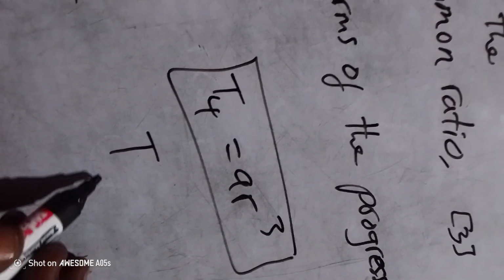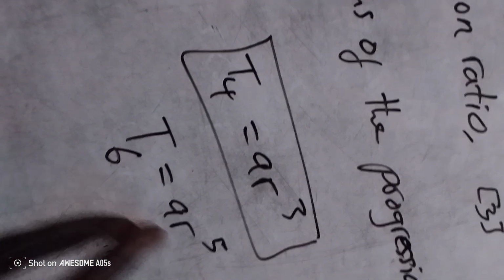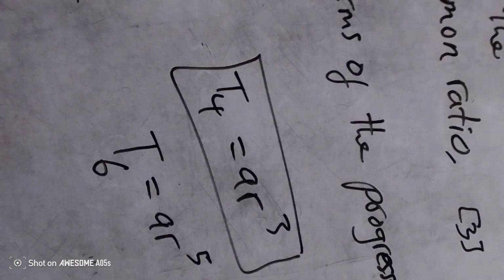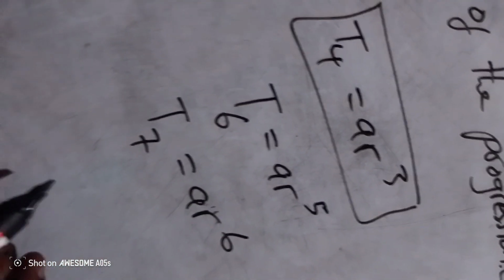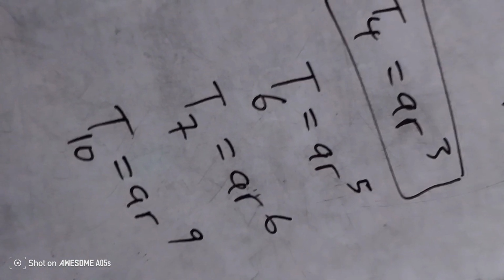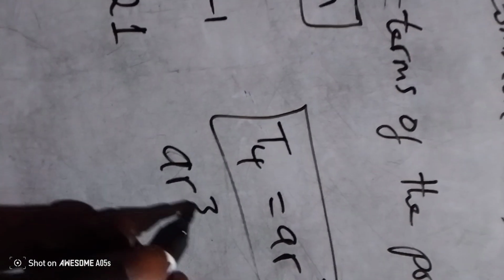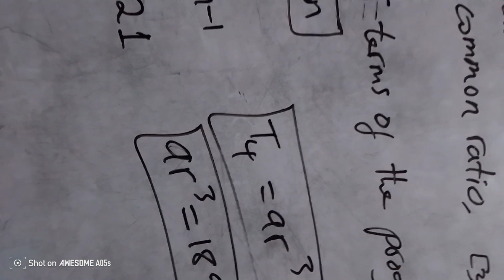Make sure that if the term is number 6, you expect a r power 5. These should always differ by 1. This will always stand, and it is very true, so you'll never go wrong doing it like that. If it's term 10, you expect r power 9. This is standard as a formula. From our question, term number 4 has been given as 189.